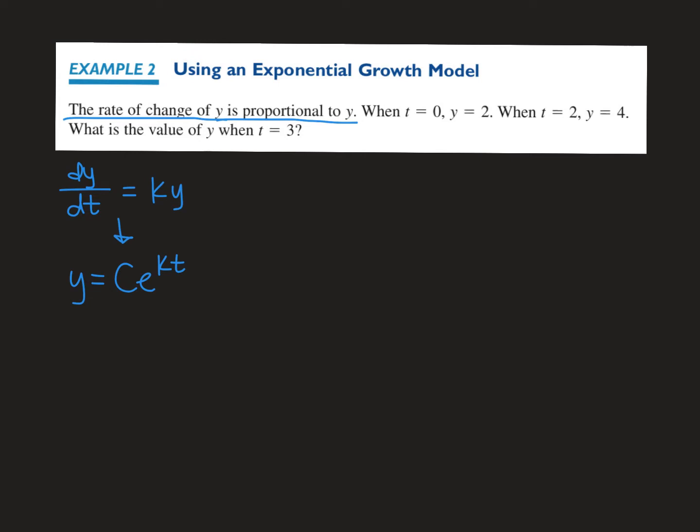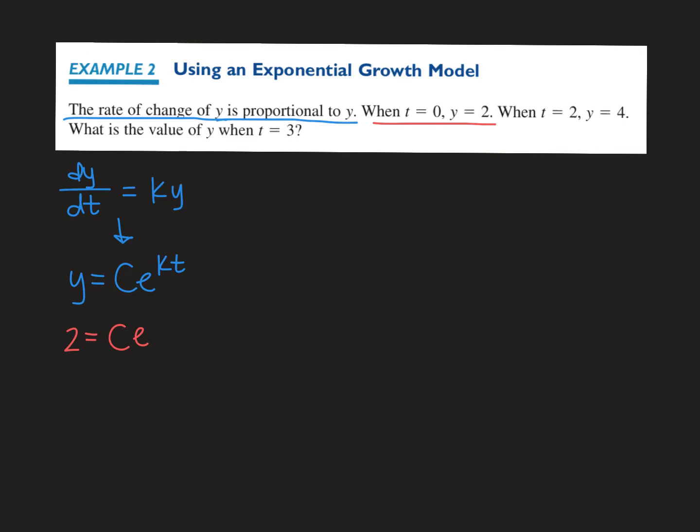That leads us here. Then we're given some initial conditions. We're told that when t is 0, y is 2, and when t is 2, y is 4. We need two conditions because we need to solve for both c and k. Because we have two variables to solve for, we need two pieces of information. Once we find c and k, we're going to be able to solve what y is when t is 3. So I will first plug in this information. I'm going to plug in 0 for t and 2 for y.